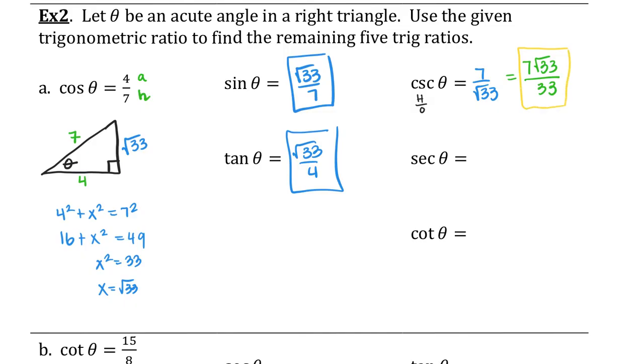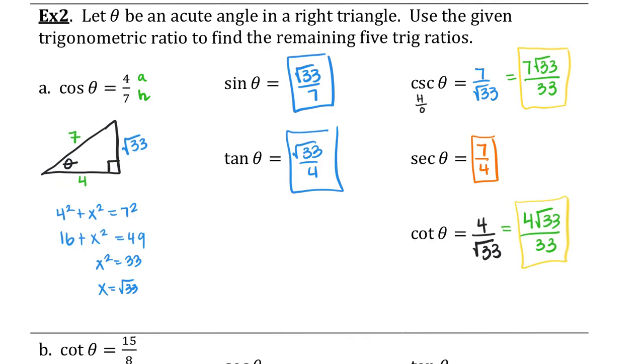Okay, what's secant? Secant is a reciprocal of cosine. We know that cosine is 4 over 7, so secant is going to be the reciprocal. Cotangent is the reciprocal of tangent. So let's take our tangent answer and flip. And then because I can't leave a radical at the bottom, we're going to rationalize it. If I multiply by root 33 at the top, I get 4 root 33. At the bottom, root 33 times root 33 turns into 33.